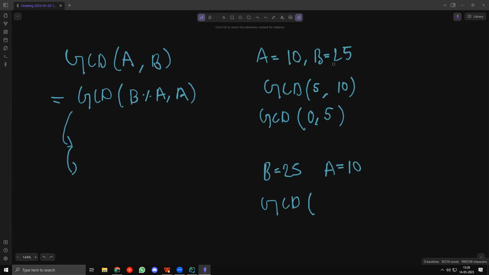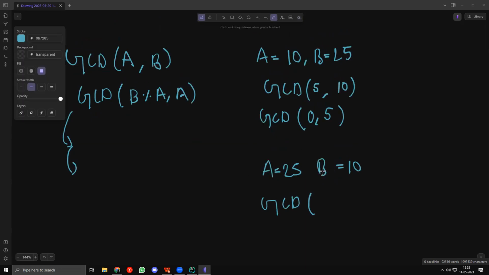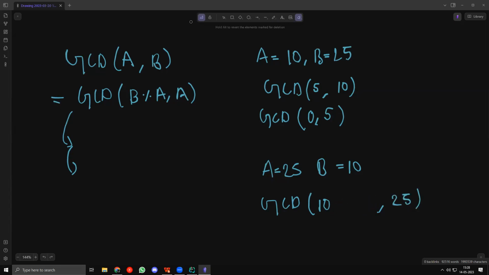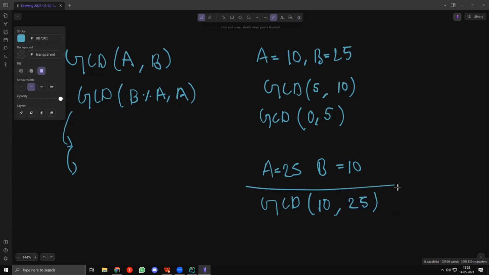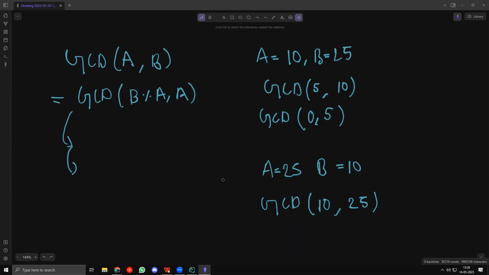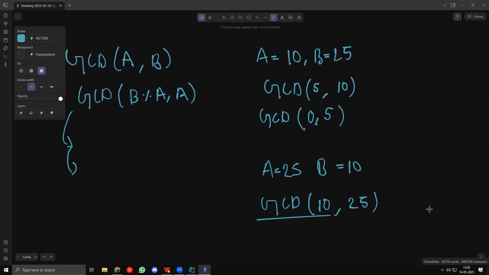Okay, let me just reverse this. A equal to 25, B equal to 10. Now I'll take B modulo A, which should be 10 modulo 25. The second value would be A, so I'll take B modulo A, comma A, which is 10 modulo 25, comma 25, which, as you can see, has reversed itself. So if necessary, it can just reverse itself. And there you go. It has reversed itself if it's big. So that's the neat thing.